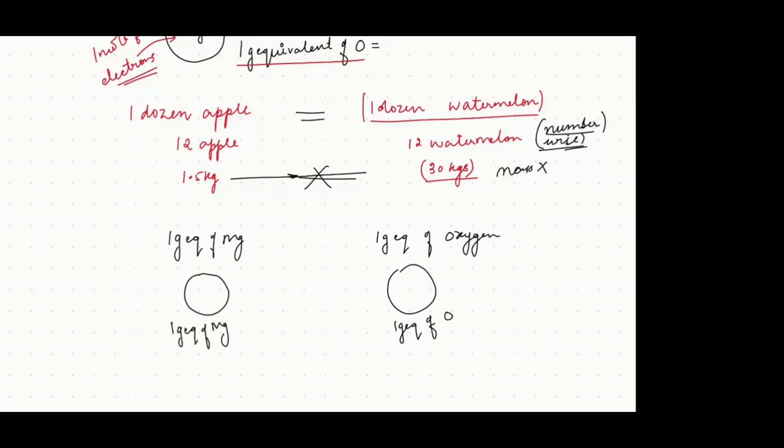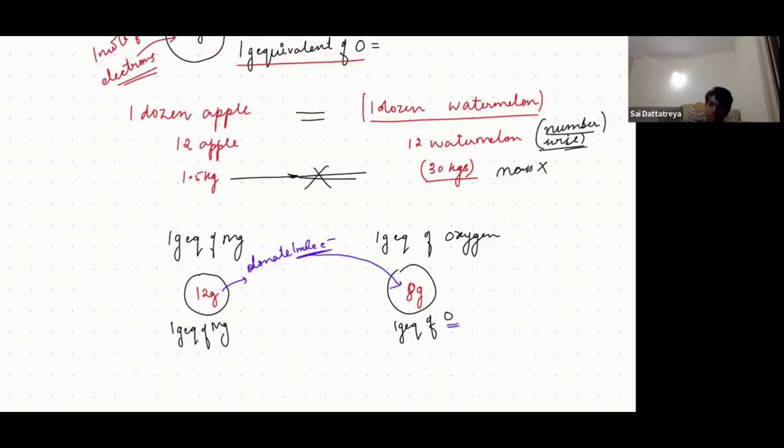Do you understand my point? Yes. And that contains 12 grams magnesium and that contains 8 grams oxygen. Because I know for a fact that 12 grams of magnesium can donate 1 mole electron. But the same number of electrons, 1 mole electrons, will be gained by 8 grams of oxygen. Are you understanding? Yes. So you understand one very important thing.